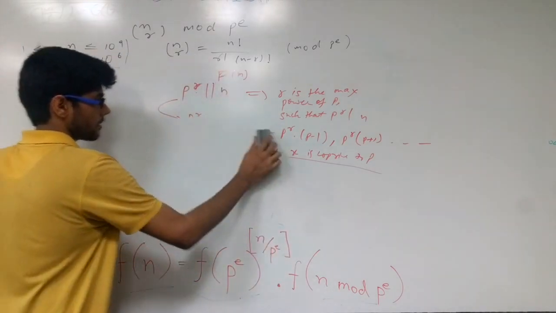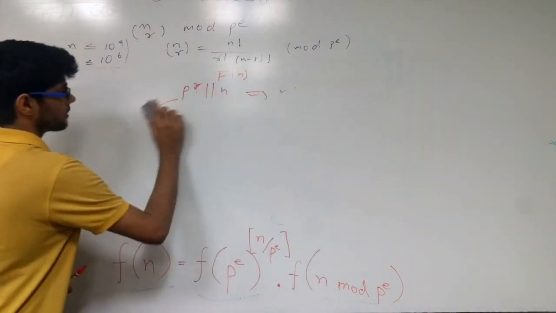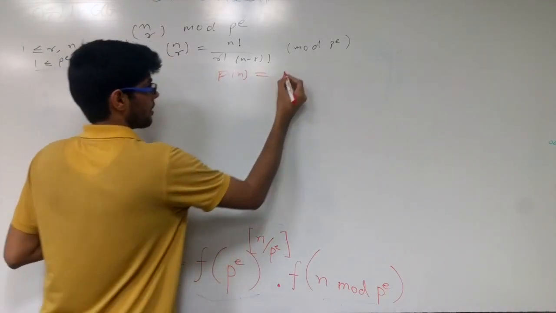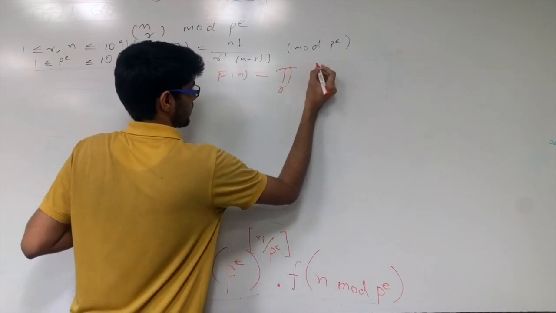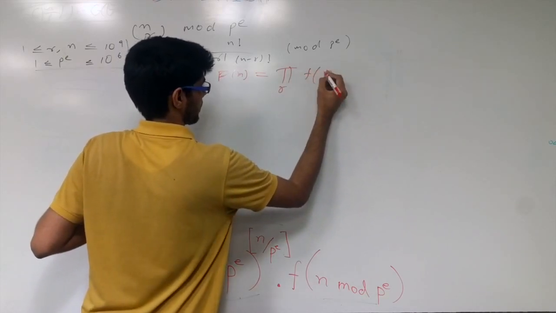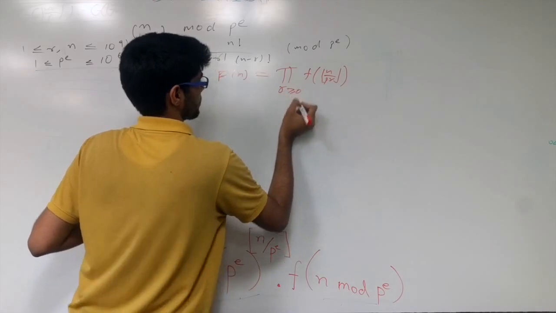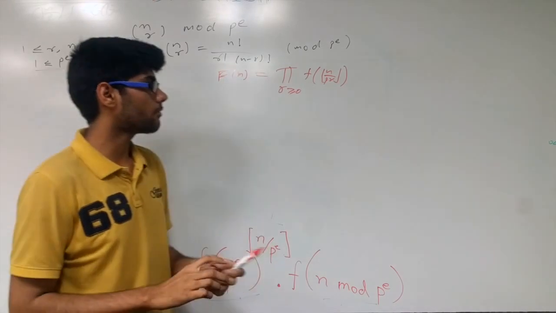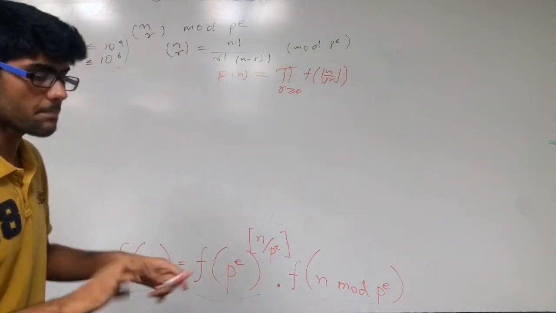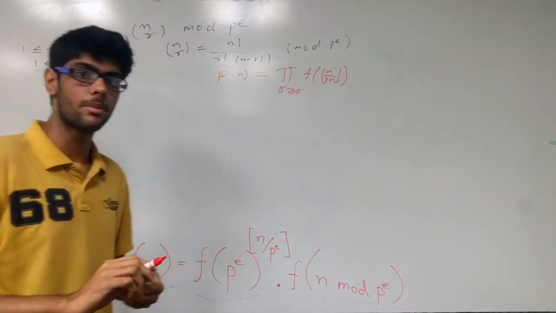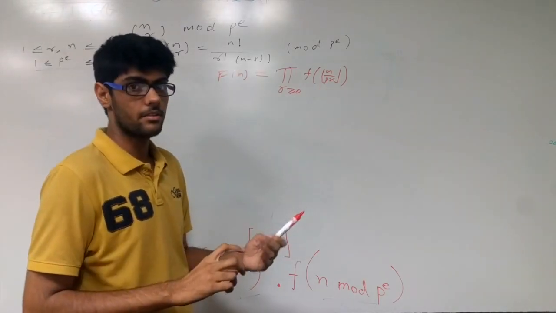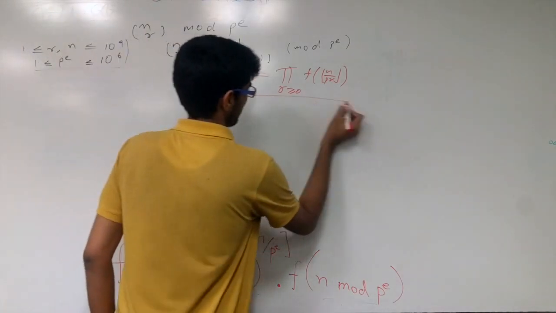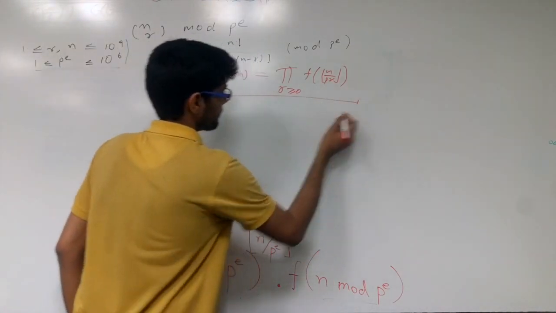So for all such groups we can say that the total contribution is equal to the product over R of f of n by P to the R, where R is greater than or equal to 0. Notice that when R is equal to 0, we have to find the product of only those numbers which are co-prime to P. When R is 1, we have to find the product of numbers which are co-prime to P and less than or equal to n by P. In such a fashion we can find capital F of n if we know small f of n.